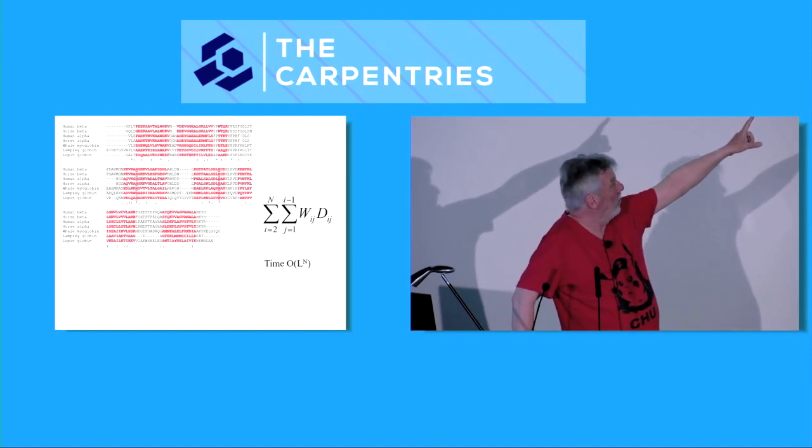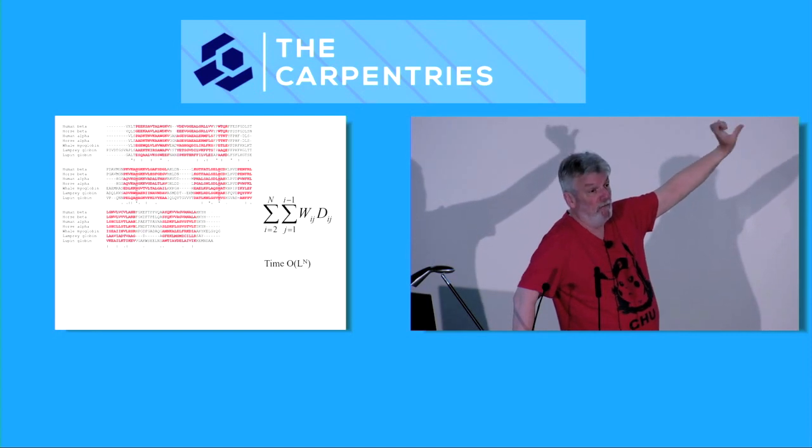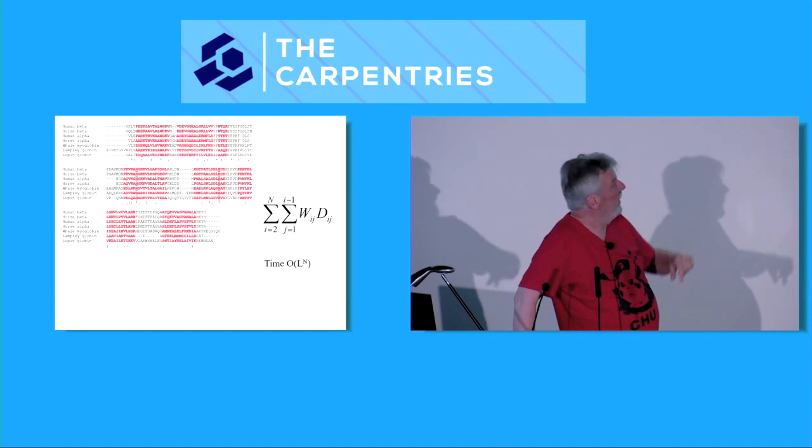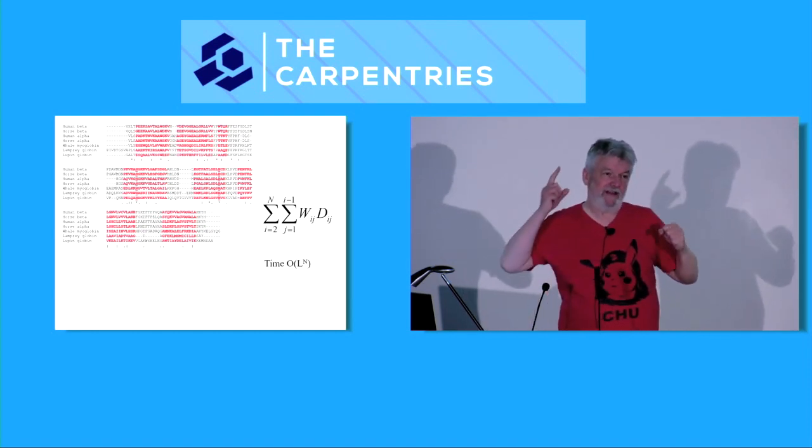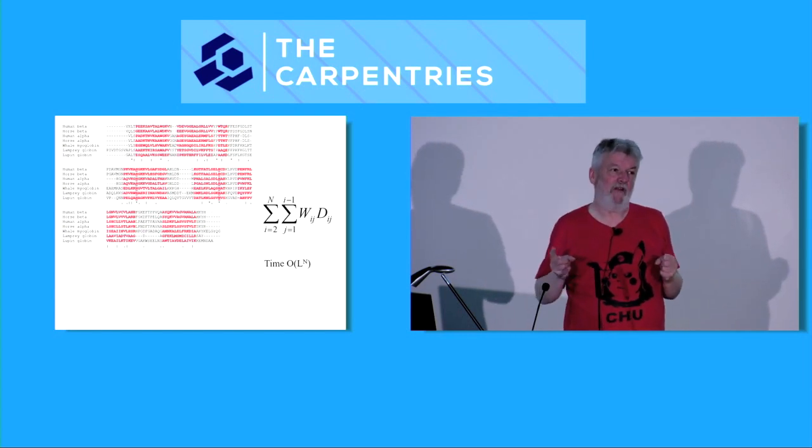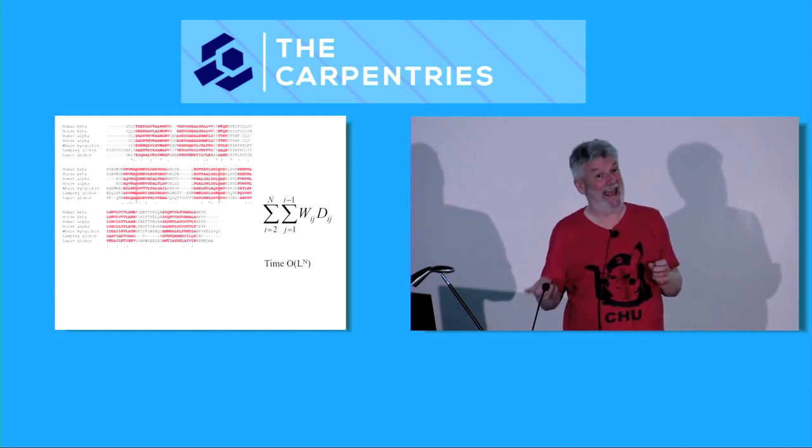So it's a sum of all possible pairwise scores in the alignment. And for 2 sequences, that takes L squared time. For n sequences, that takes L to the n.